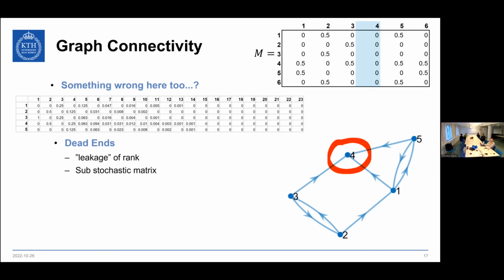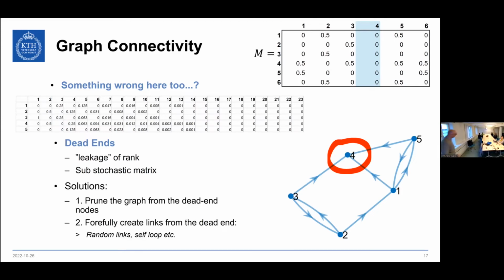And that's why, because our matrix that we form is not stochastic, it's substochastic, because the number 4 column is 0s, because there is nothing here. So that's a bit of a nasty one.